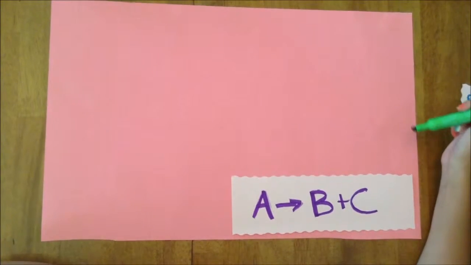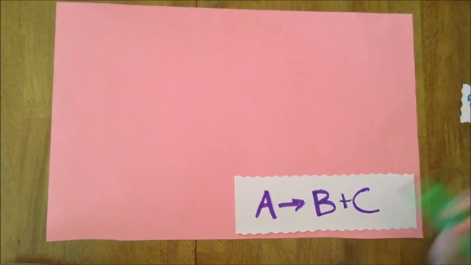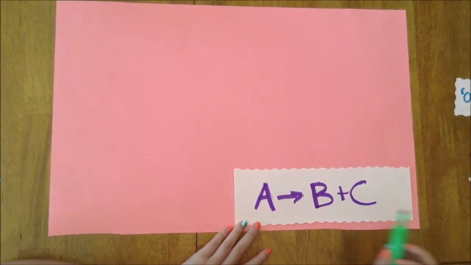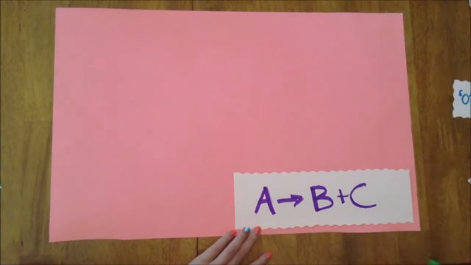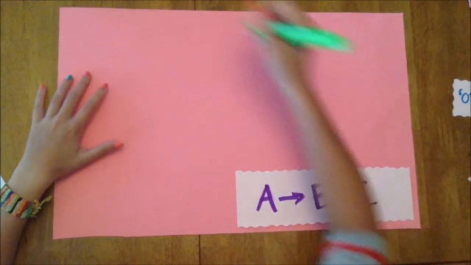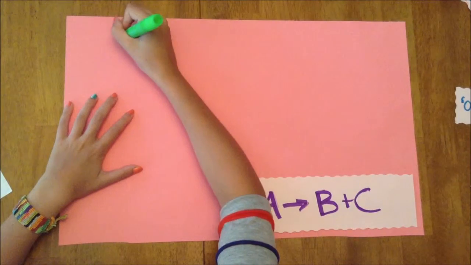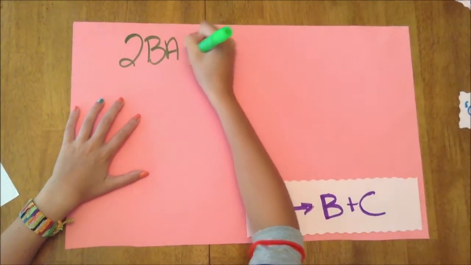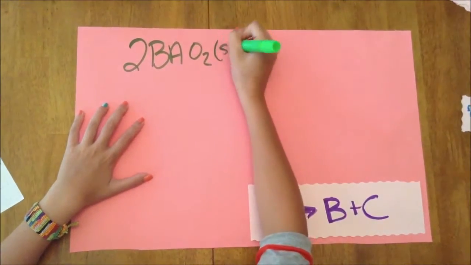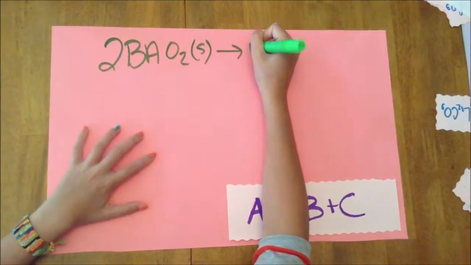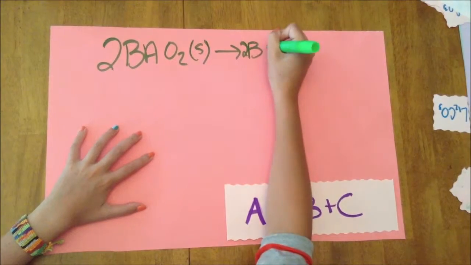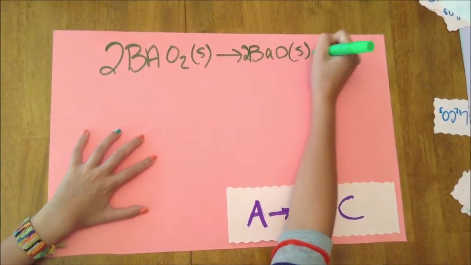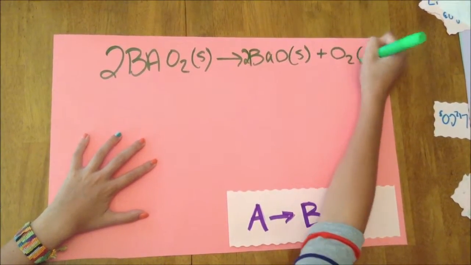Here we have an example of a decomposition reaction. You start off with A, and it yields, and it breaks apart, so it's B plus C. And I'll write down the example. 2BaO2 solid yields 2BaO solid plus O2 gas.